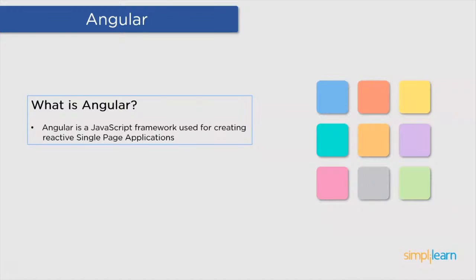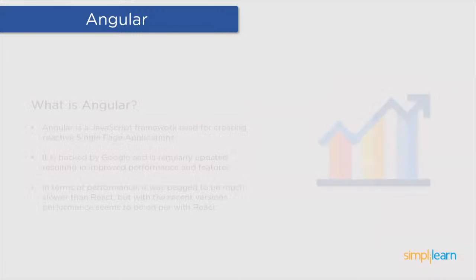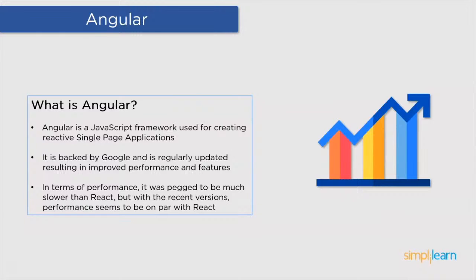Angular, unlike React, is a fully fledged framework for web application development, which usually does not require additional libraries for implementing additional functionalities like routing. It is also open source and backed by Google and is regularly updated, resulting in constantly improved performance and addition of new features. In terms of performance, it was pegged to be much slower than React, but with the recent versions, performance seems to be on par with React.